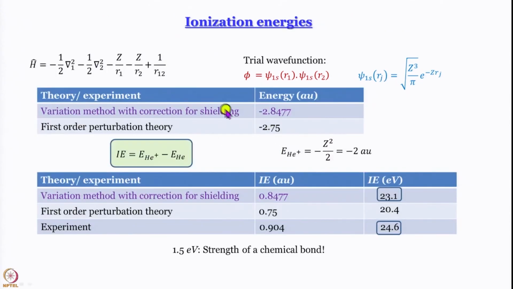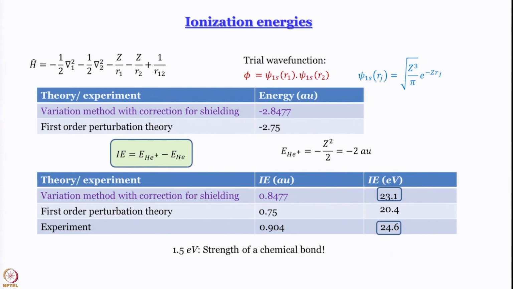Next we said that it makes sense to look at ionization energies, because when we look at ionization energies, the fact that we do not really have an excellent agreement is highlighted a little more. So, we see that the difference between the number that we get using the variation method and the experimental number is about 1.5 electron volt, which is sort of the strength of a chemical bond. So, it is non-trivial, right.